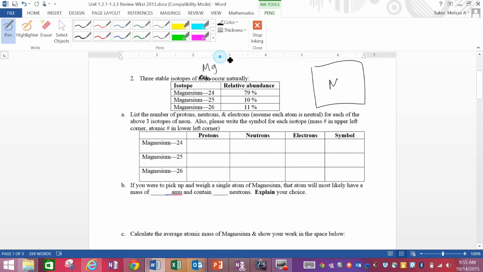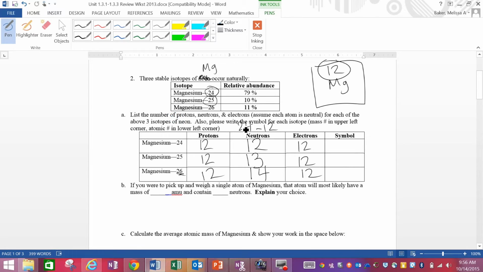Well, you got to go to magnesium square and look up what number it is. It's number 12. Automatically, that tells you there are 12 protons and 12 electrons in each of these. So the thing that's different is the number of neutrons. The first one, 24 minus 12 protons leaves 12 neutrons. But the next one weighs 25. 25 minus 12, that one has 13 neutrons. And magnesium 26 minus the 12 protons, 14 neutrons.